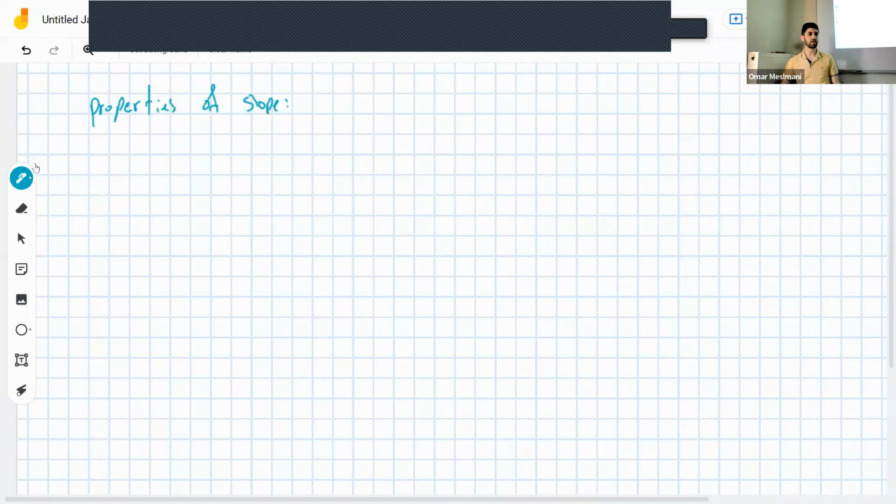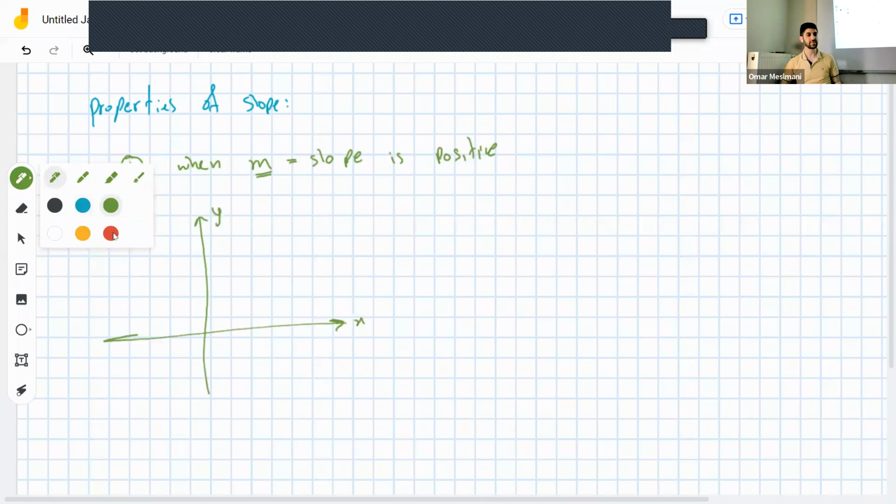So what are the properties of the slope? The properties of the slope, first of all: when the slope m, which is the slope, by the way, we always use m for a slope, is positive, it means that your line is rising. It means that your line is going up from left to right. You're just going up. So my line is rising.